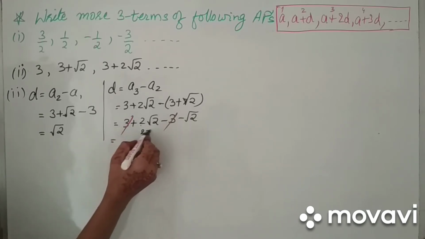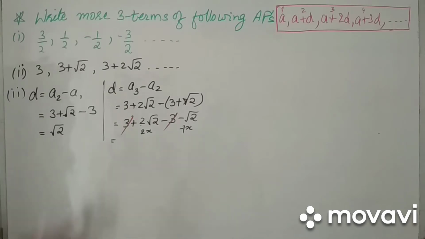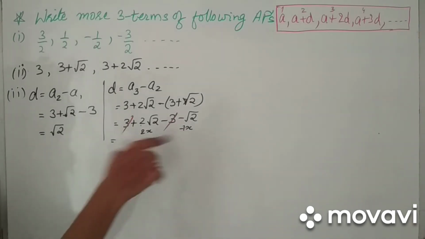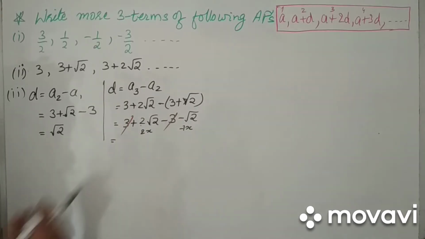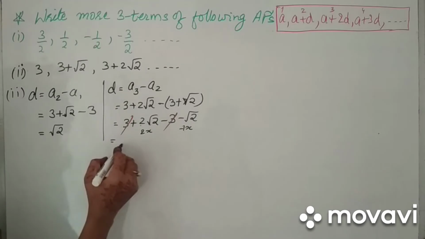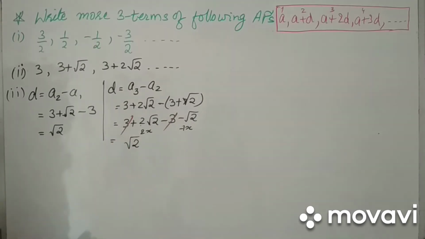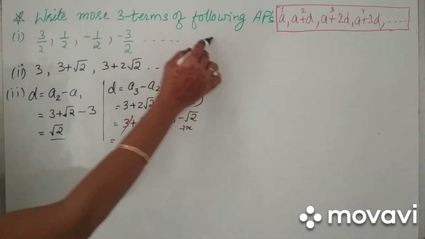So we can take it as 2x and x. Subtract 2x minus 1x would be 1x, with the sign of the greater number. So I am getting 1x, meaning this root 2 is my d. Okay, so d is the same at both places.